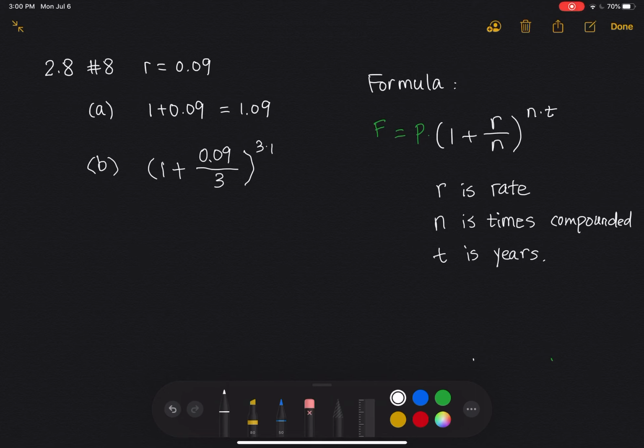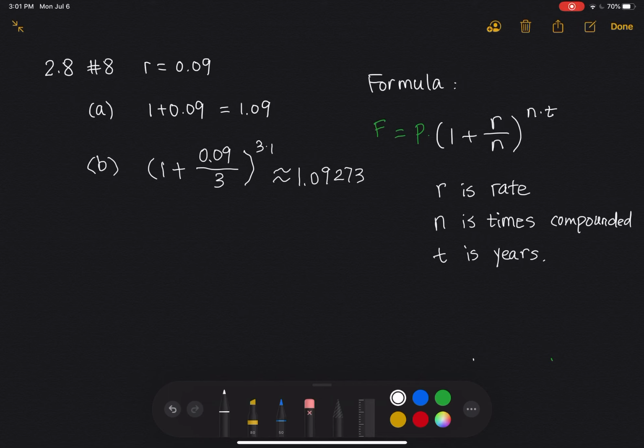So then you just use a calculator. It's approximately 1.093, right? But you can write it out, and you can round if the question's asking you to round.